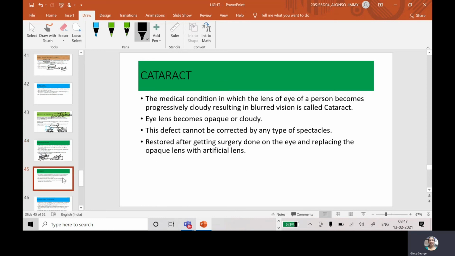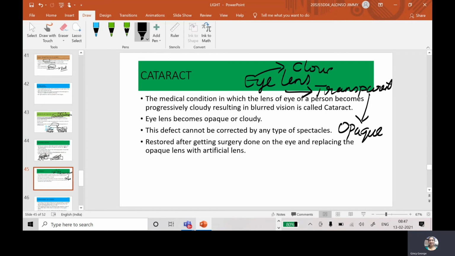What is the next one? The aged people are having the problem of cataract, where the eye lens should be transparent for the entry of the light rays. But once you are getting aged, the transparent lens is changing to opaque. So it is not allowing the light rays to pass through, not able to form the image on the retina. So the eye lens is completely covered, or it is looking cloudy. That is the reason blurred vision happens for a person having the eye problem called cataract.